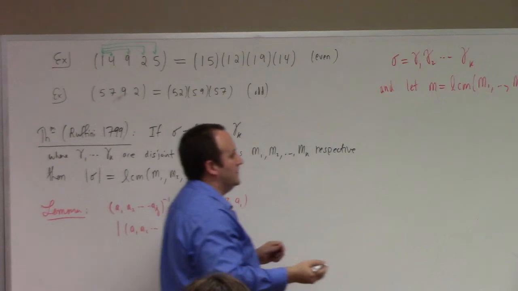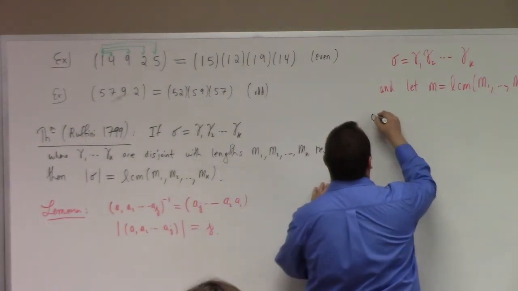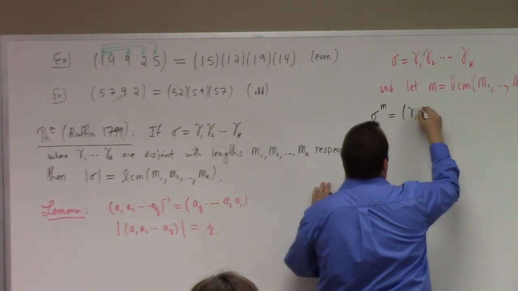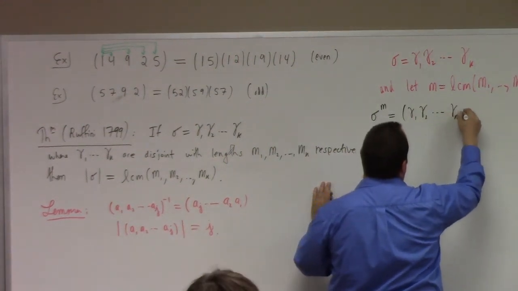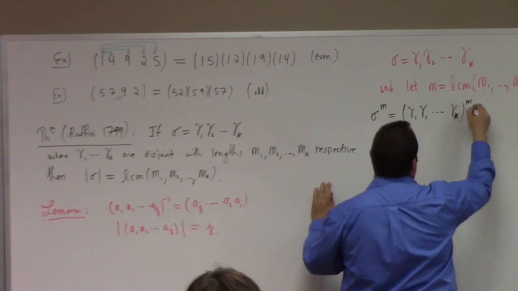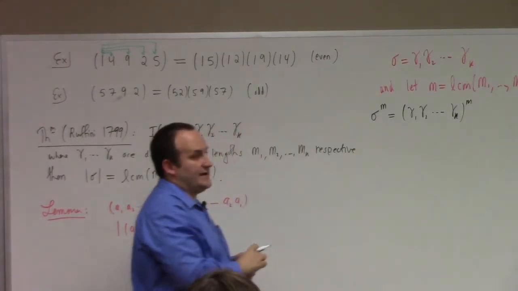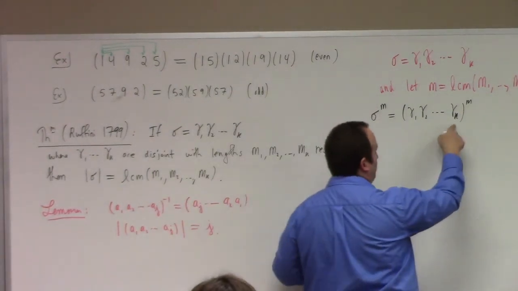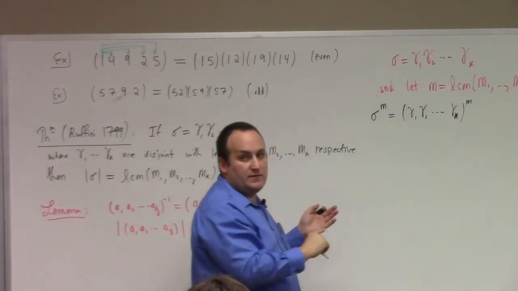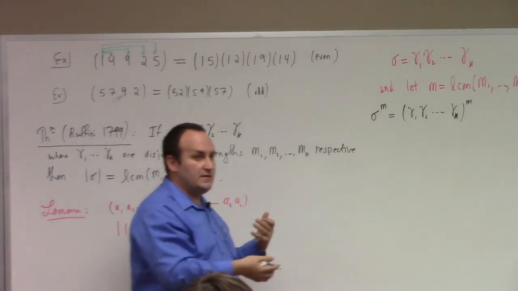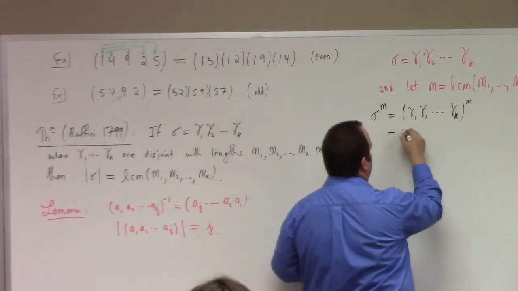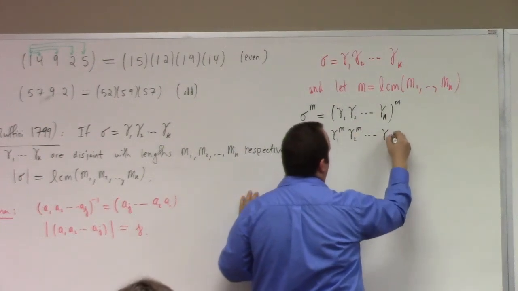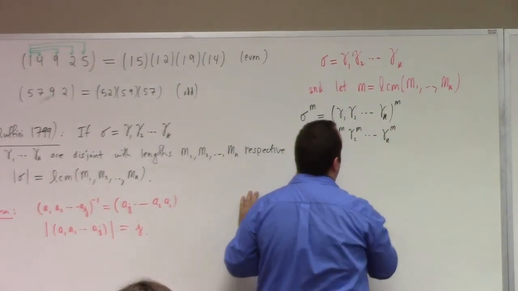So we'd like to show that sigma to the m power, which is, by the way, gamma 1, gamma 2, gamma k to the m power, is the identity. First of all, these are disjoint cycles, so they commute, which means the laws of exponents work for us. And you can prove that this is the same as gamma 1 to the m, gamma 2 to the m, gamma k to the m, again, because disjoint cycles commute.